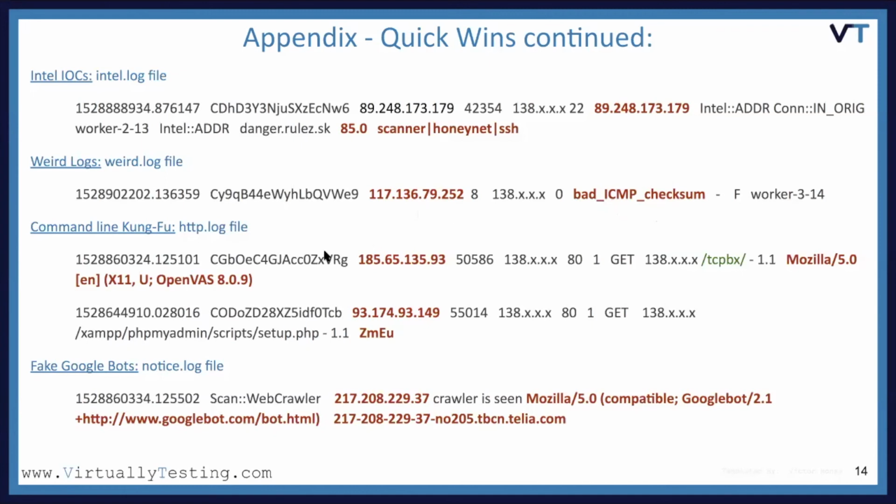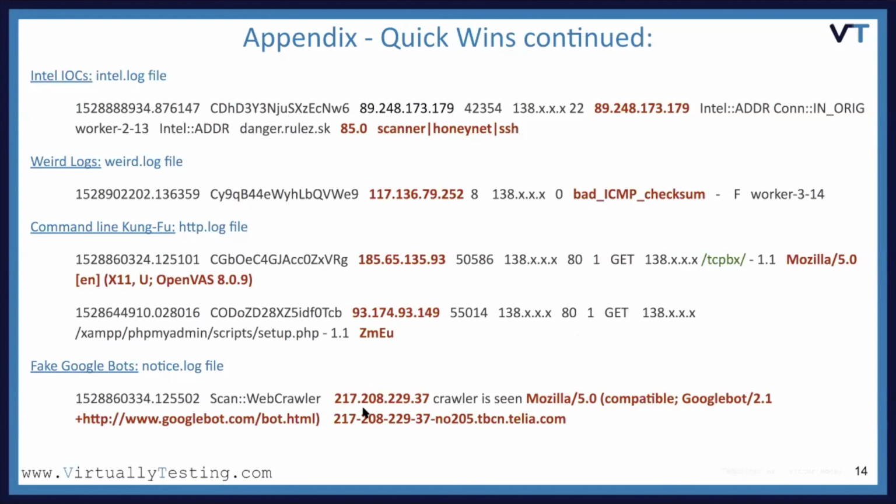Command line kung fu. Right off the bat, in an http.log file, if you just grep on OpenVAS, or if you just look for ZMEU, these are two very famous scanners, and they don't even change the user agent that they use for scanning. The first attempt is coming from OpenVAS, and Mozilla/5.0 is the user agent it is using. And the second attempt is a very famous European scanner called ZMEU, and that attempt is coming from their scanning.